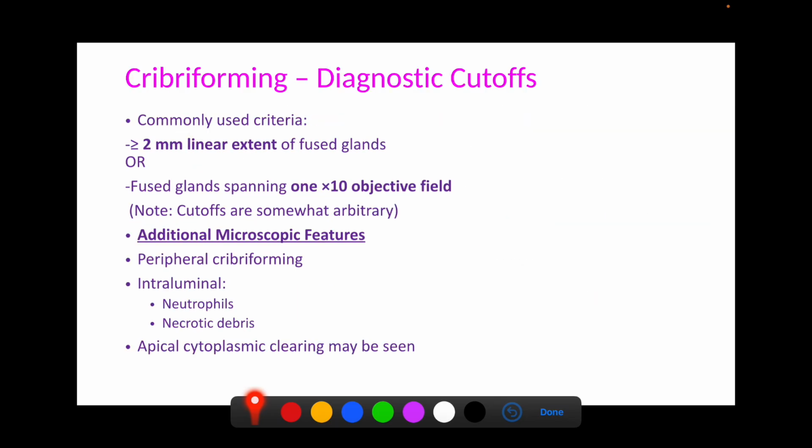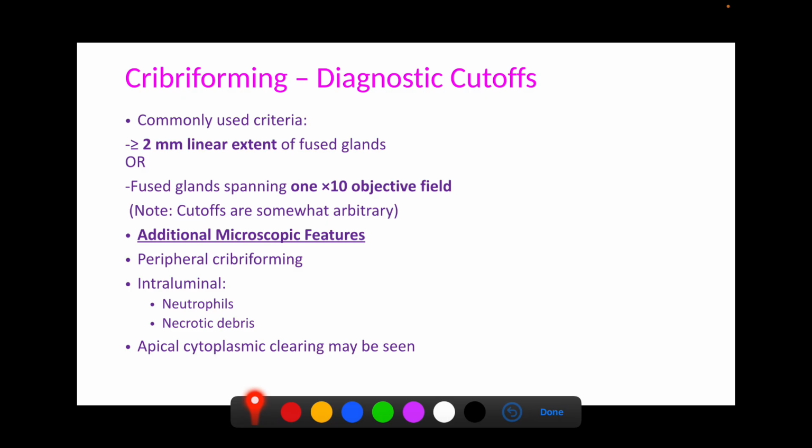Now, how to identify cribriforming pattern? Commonly used criteria are either greater than or equal to 2 linear extent of fused glands, or fused glands spanning one 10x power field. Any of these criteria, if present, is called cribriforming of gland.